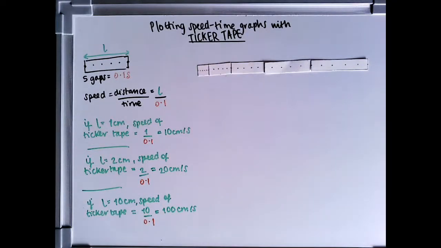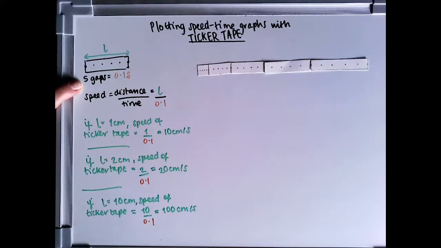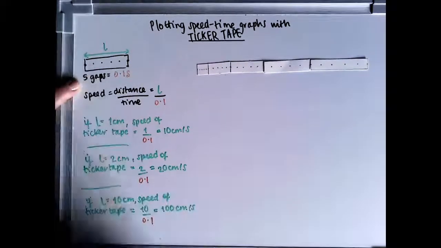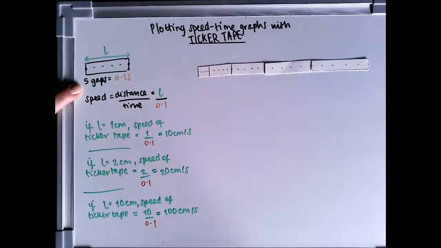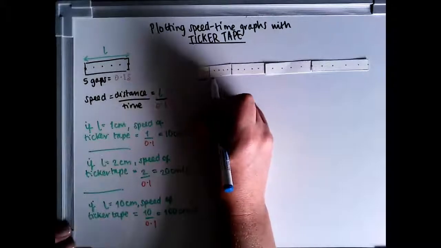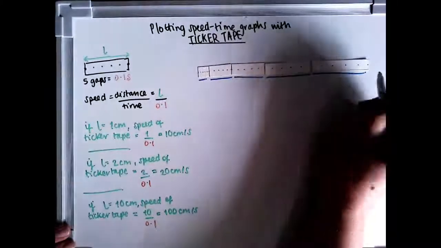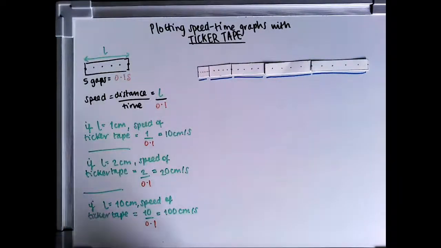Now we know that the gap between 2 dots is 0.02 seconds, so if we multiply that by 5, we know that these sections each took 0.1 seconds to get through the ticker timer. Okay. If I measure the length of that section and call that L, so in each case it will be this length here, okay, so that's my L values for each section.